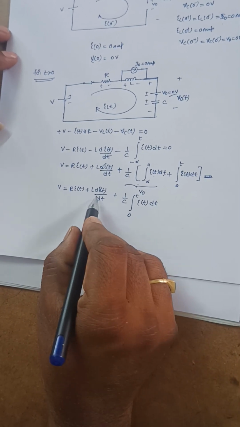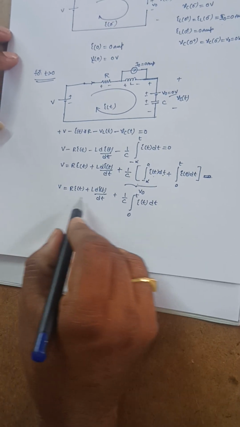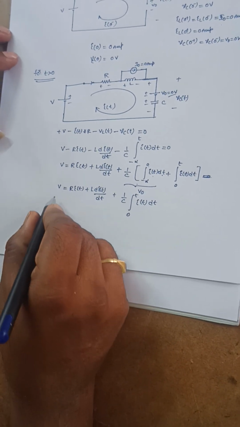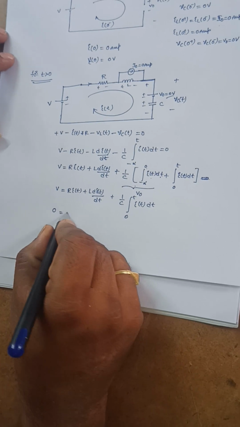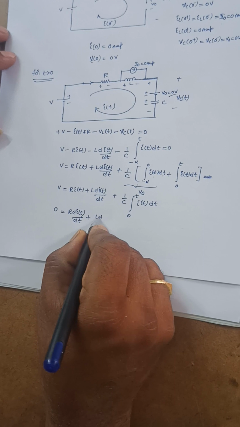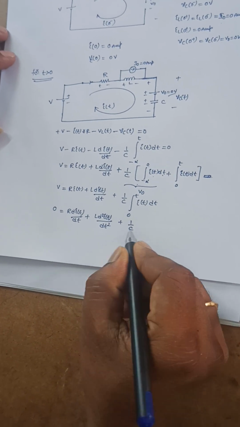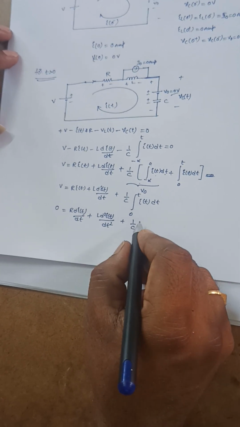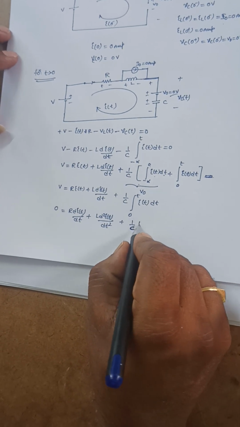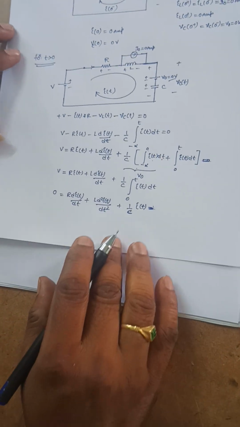For that, I am going to differentiate this equation once again. If I differentiate this V, it is a constant voltage, so that is equal to R into di of t by dt plus L into d square i of t by dt square plus 1 by C. If I differentiate, integration and differentiation will get cancelled here, so 1 by C into i of t, that is equal to 0 here itself.